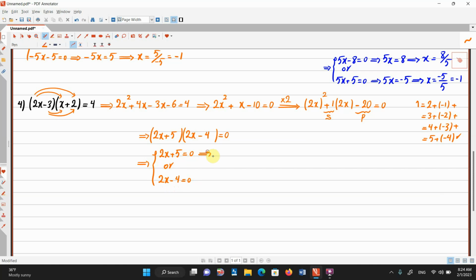Solving the first linear equation will result in 2x equals negative 5, and that will give us, dividing both sides by 2, x equals negative 5 over 2. And I am doing the same procedure to the second linear equation. 2x will be equal to 4. I brought this negative 4 to the right. It changed to the positive form. Dividing both sides by 2 will result in x equals 4 over 2, and this can be simplified to 2.